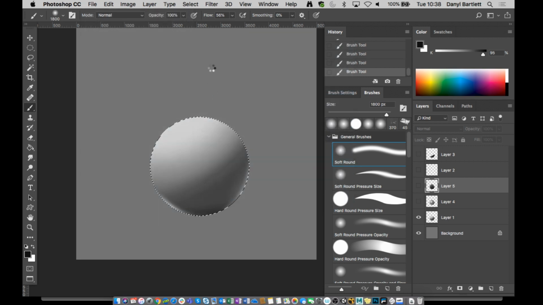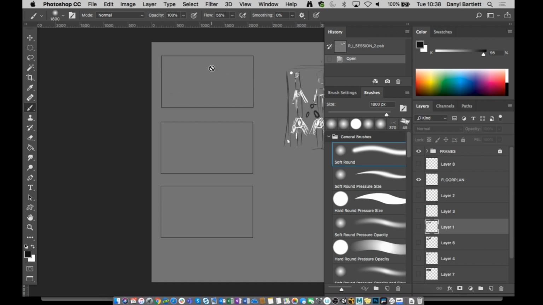So that's our session 2. I think this is my session 2 file. It's my session 2 file, it looks like it. Let's put it all back in here and see what pops up.